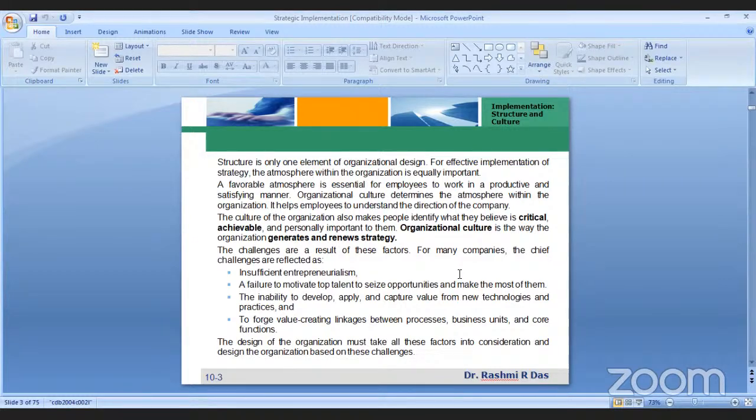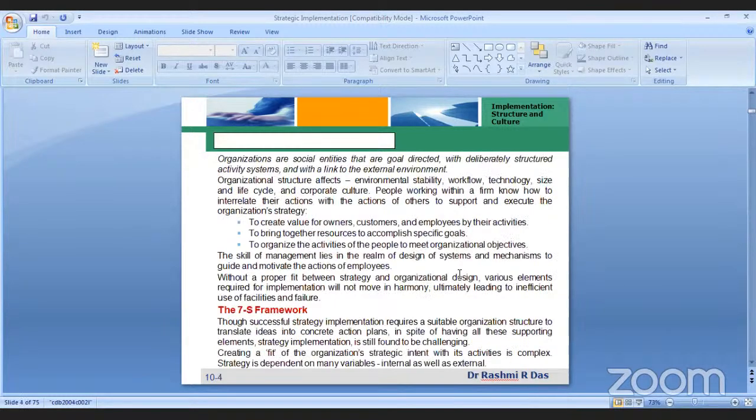So I will not go into the descriptions. I will directly come to the 7S framework. Now, what is the 7S framework? The 7S framework is the framework by which the organization is completely changed with 7 different S, or 7 different strategies. This organizational change affects environmental stability, workflow, technology, size and life cycle, and corporate culture. These required changes, how these changes are made and what the components to change are, all this we will study in today's 8 to 9 class.